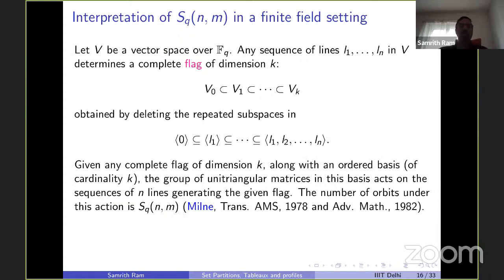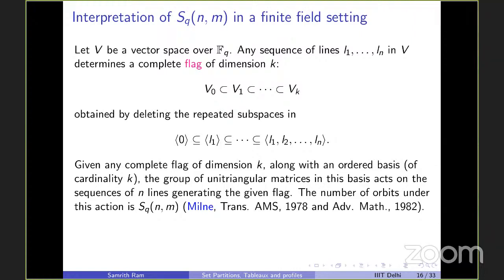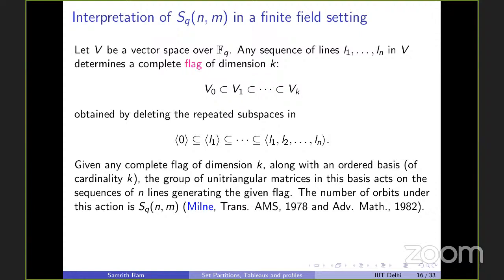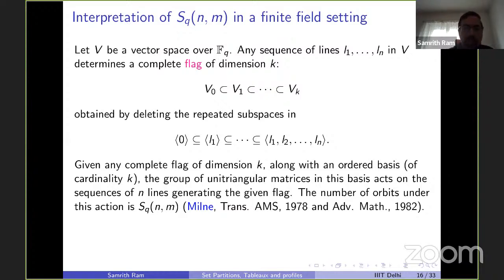So if you have a flag of dimension k and you fix an ordered basis, and the group of unitriangular matrices acts on this. I mean, I'm lost. L3 could be contained in the span of L1 and L2, right? That is true, that's possible. So what do you mean by complete? The dimension k need not be equal to n. Okay, so you collapse. Okay, fine. So whatever subspaces are repeated, you just throw them out so that you get a strict containment.